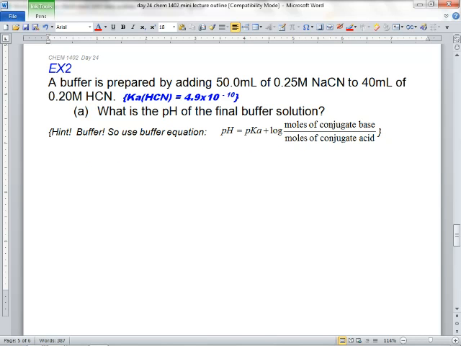A buffer. This is how they made it. They put 50 mils of 0.25 molar sodium cyanide to 40 mils of 0.2 molar HCN. And I give you the Ka. Javier, every buffer has to have a conjugate acid and a conjugate base. What's the conjugate acid and the conjugate base in this system? The acid would be HCN. What would be the conjugate base?